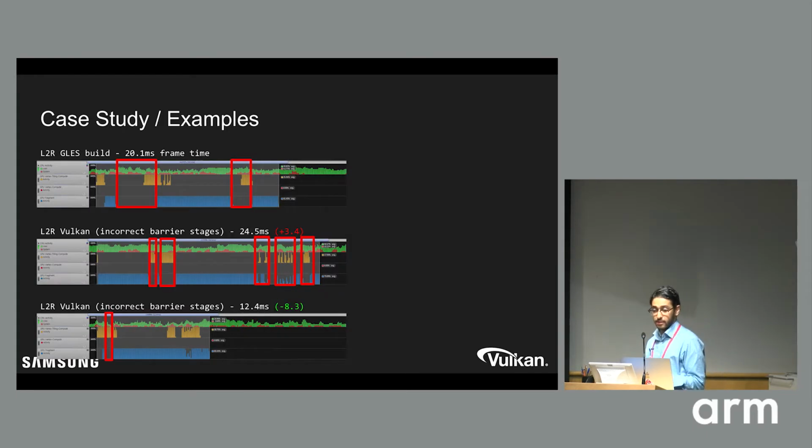I'll show that's a DS-5 capture, based on Lineage 2 Revolution. Initially, when we profiled the OpenGL ES version, which was the original one, we saw a frame time of 20 milliseconds. And then porting that to Vulkan. By porting, it's not an actual port. The game is based on Unreal Engine 4, so we just used Vulkan. The original barrier stages were not correct, so performance was worse. Optimizing that and batching the calls to the command pipeline barriers reduced frame time, which increased performance for us.